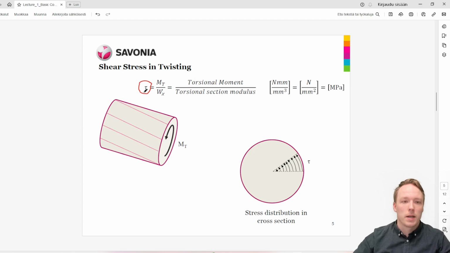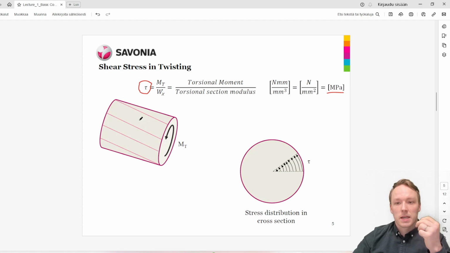And how we calculate it, the value for shear stress, is once again similar to the 3 cases before. We have torsional moment, we have torsional section modulus. I will be teaching you how to calculate the torsional section modulus, so don't worry about that. Once again, newtons and millimeters are the units, and the result will be in megapascals. So now I have introduced you to the 4 basic cases which we're going to be studying during this course.